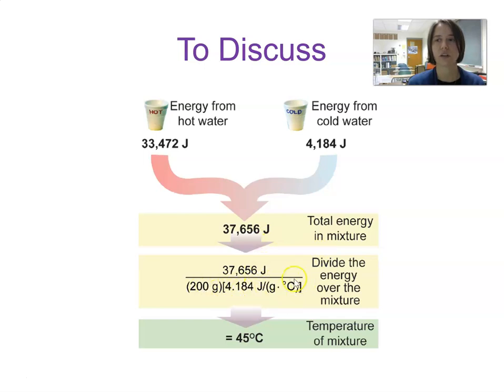So we're going to learn some of these terms. This is the specific heat of water, 4.184 joules per gram degree Celsius. And this is how much the mass is. So when we take these two quantities and divide, we get the temperature, which is 45 degrees Celsius. So it's in between the two.